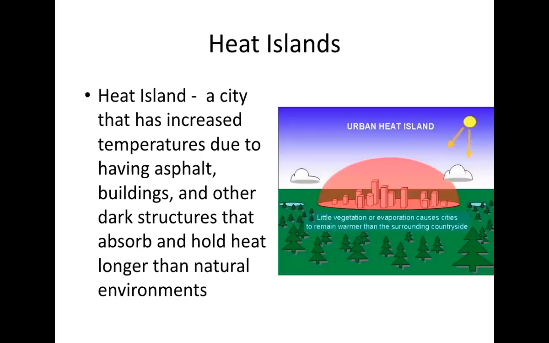So heat island, bringing this back. This is a city that has increased temperatures due to having asphalt, buildings, and other dark structures that absorb and hold heat longer than natural environments. You can see this in the image to the right, okay? There's little vegetation or evaporation, and this causes cities to remain warmer than the surrounding countrysides, okay? Because if we're in the country, what do you see a lot more of? City versus the country. What do you see a lot more in the country? Trees. Perfect.